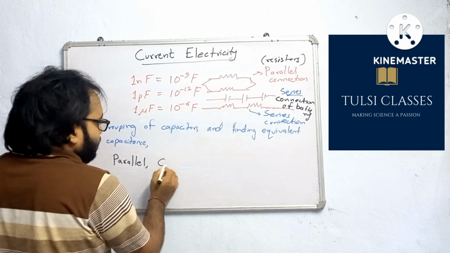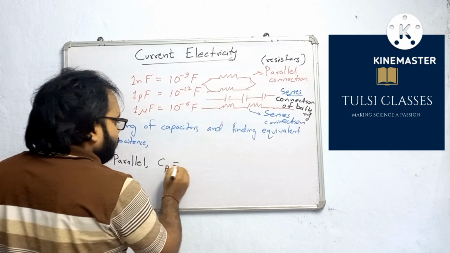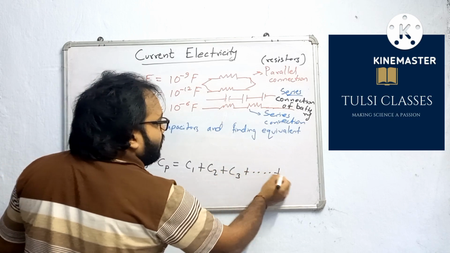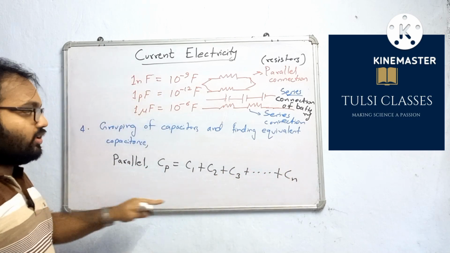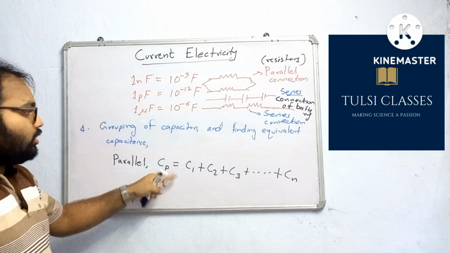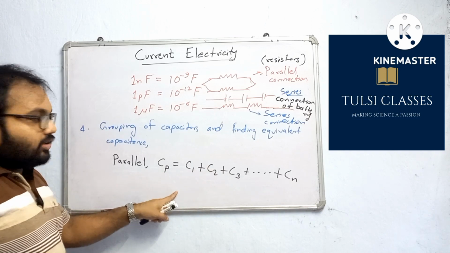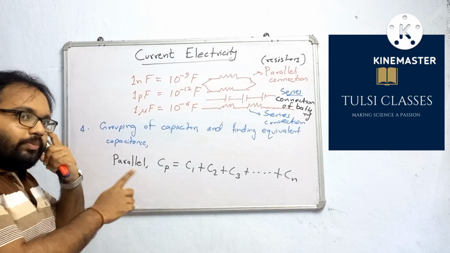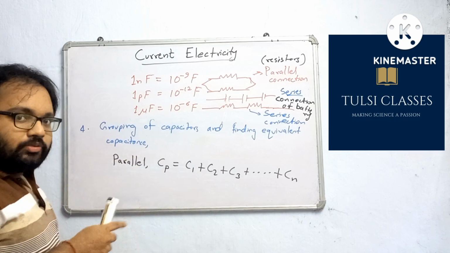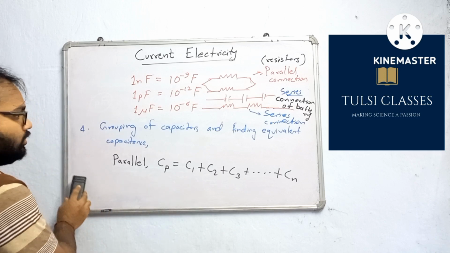There what you will get, Cp, that means P I am writing for parallel, equivalent will be equal to C1 plus C2 plus C3 up to Cn, suppose n capacitors are there, we will directly add as we do the sum. Here we will not do 1 by Cs and 1 by C1. Remember this. You can take a screenshot. In the series also I have taken, you can pause the video and take the screenshot. Now this is for parallel. These are very important things. Let's move to the next concept. Take the screenshot.